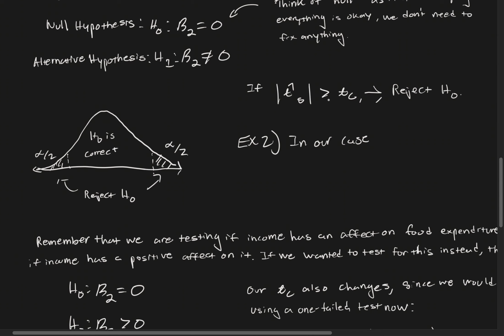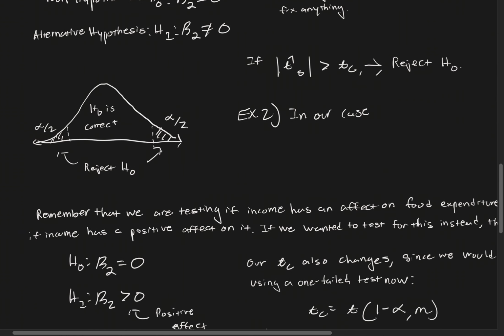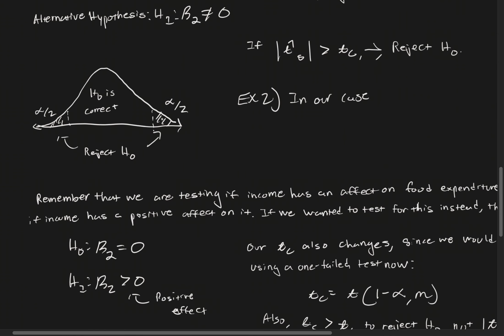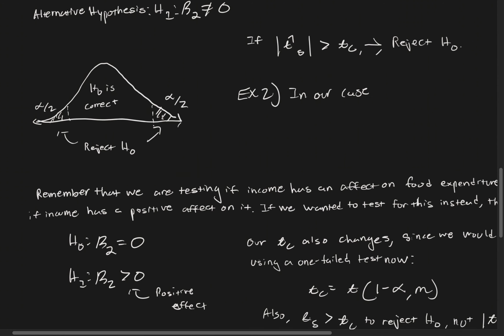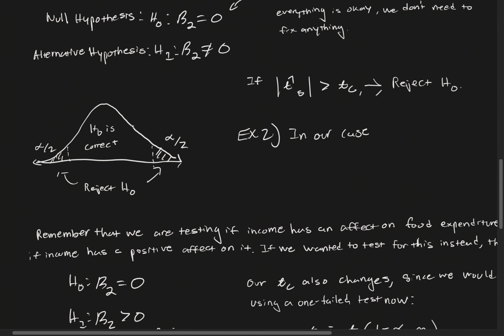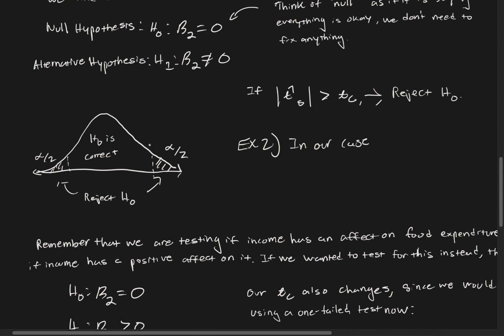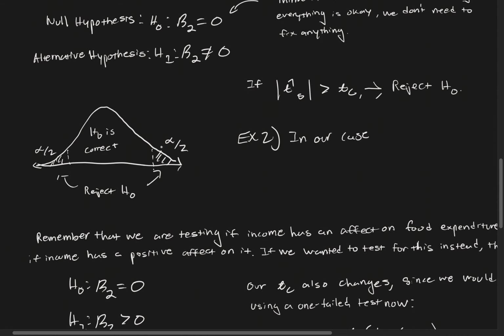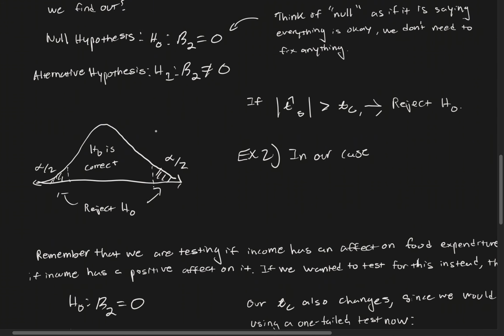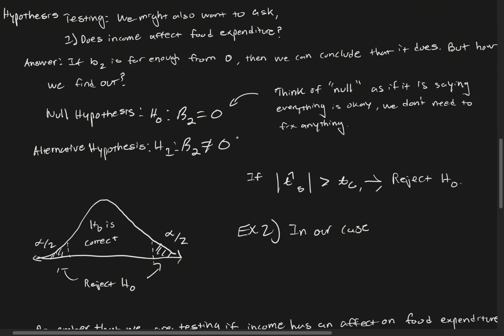And the reason why we use absolute value can be seen visually here. Because we're using a two-tailed test, whether income has a positive or negative effect on food expenditure doesn't necessarily matter in this case. All we want to see is if B2 is large enough.